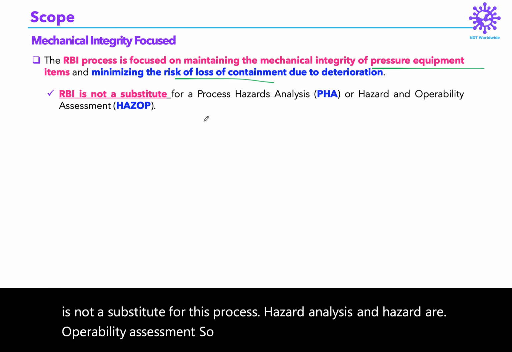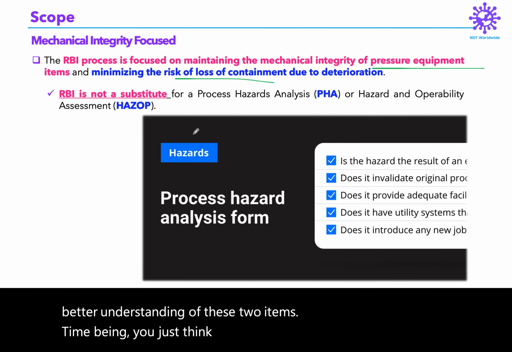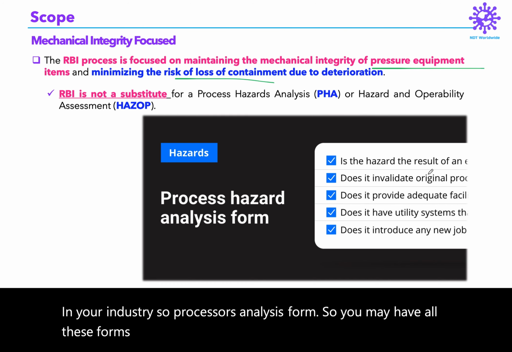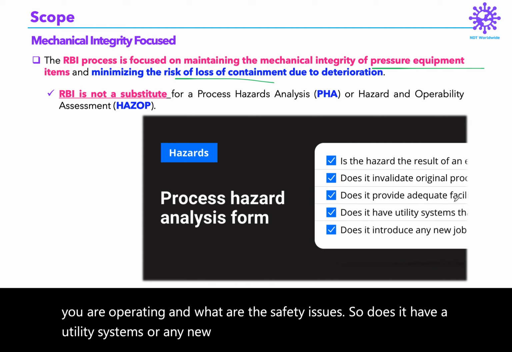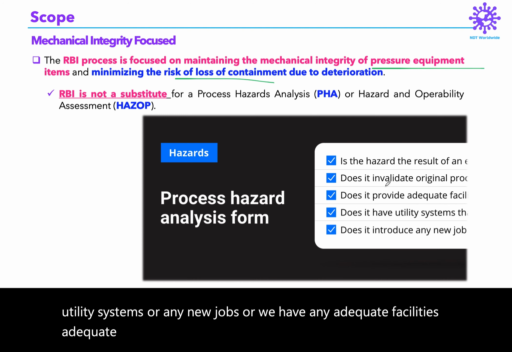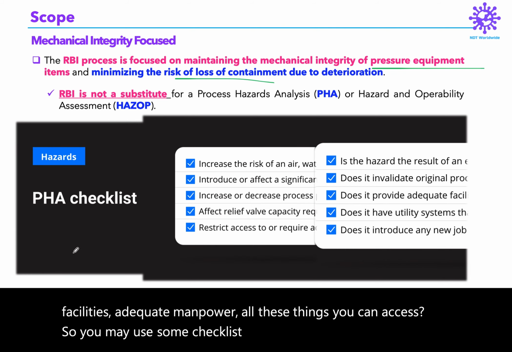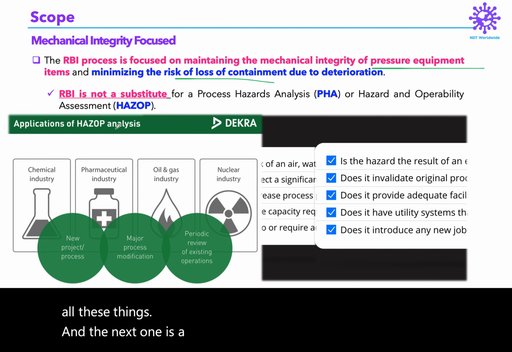In the next chapters, you can get a better understanding of these two items. For the time being, just think of them as strategies to implement in your industry. With process hazard analysis forms, you may have all these forms in place and you can check what type of equipment you are operating and what the safety issues are. Does it have utility systems or any new jobs, do we have adequate facilities, adequate manpower? All these things you can assess. You may use some checklists and from time to time ensure all these things. And the next one is hazard operability assessment.